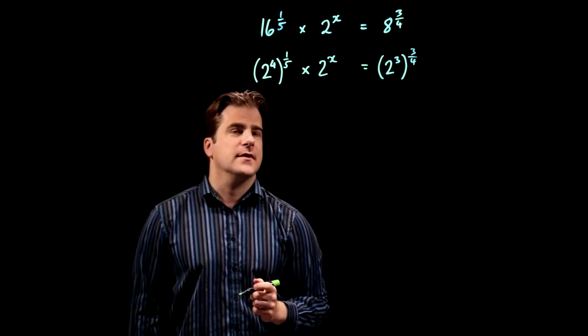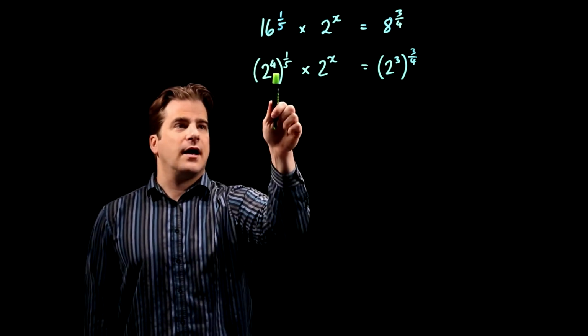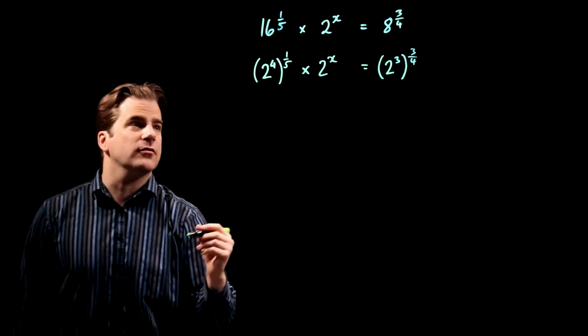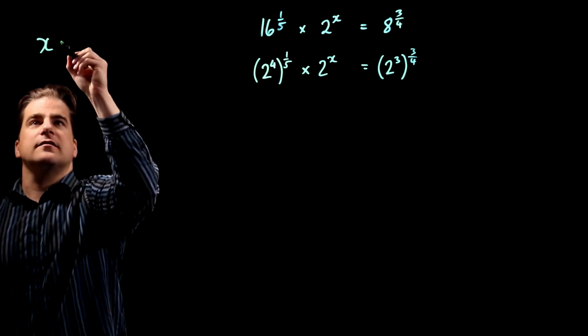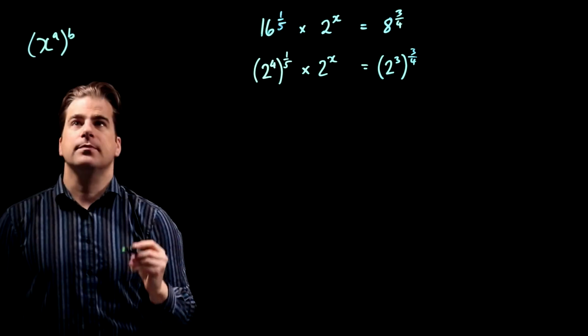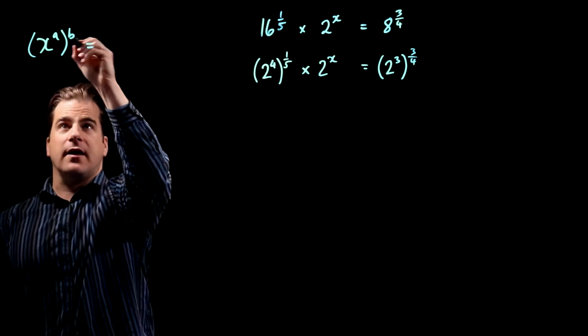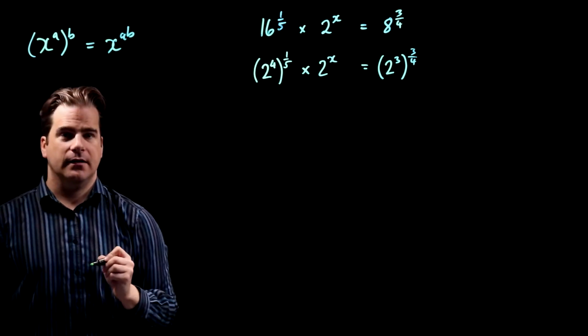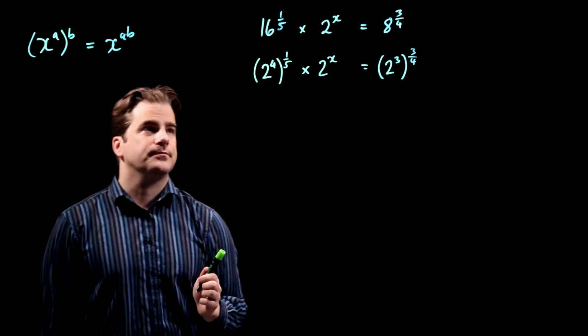Good. Now, how do we simplify this? Well, you need to know your power rules. This is the bracket rule. So x to the power of a, brackets, all to the power of b, you multiply the powers, so that's equal to x to the power of ab. That's what we use here.